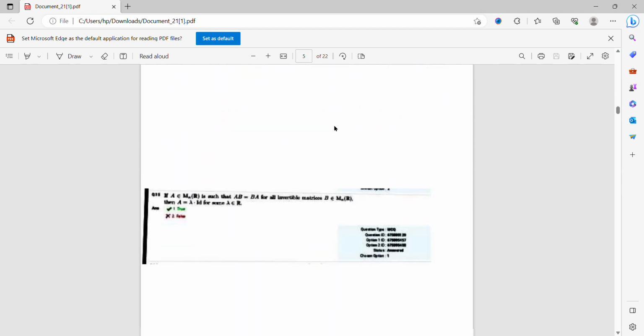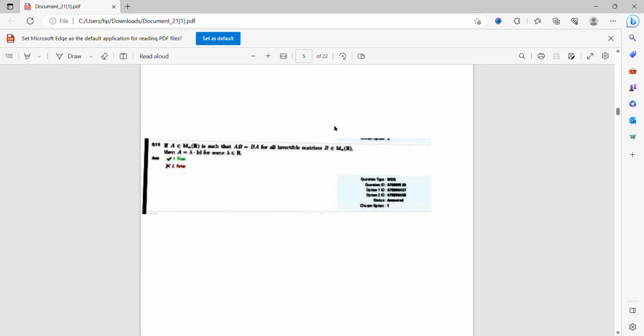Now come to the next problem. It is given that A is an n cross n matrix with entries from real numbers such that for all invertible matrices B, AB equals BA. That means if it commutes with all invertible matrices, then A is basically a scalar matrix. Is it true or false? So actually this statement is true.